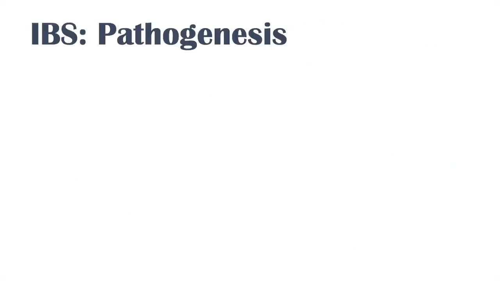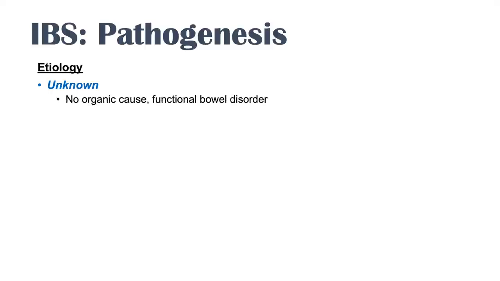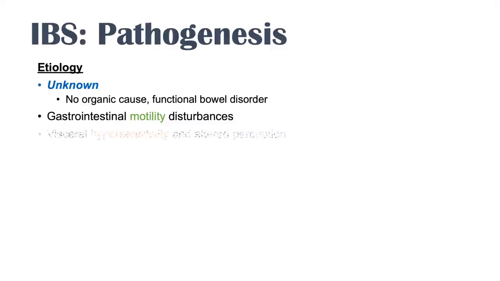So what is the pathogenesis of IBS? The etiology of IBS is generally unknown. There is no organic cause for IBS, but it is considered what we call a functional bowel disorder. We do know that there are issues with gastrointestinal motility, so there are disturbances in this process. We also know that there's visceral hypersensitivity and an altered perception. So individuals have a disturbed gastrointestinal motility, but also are hypersensitive and have an altered perception of their gastrointestinal system.